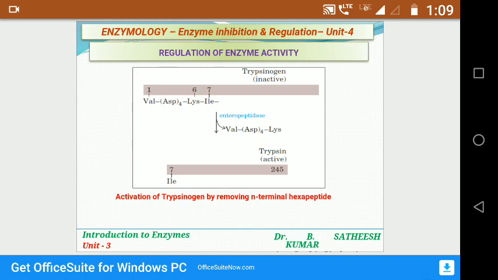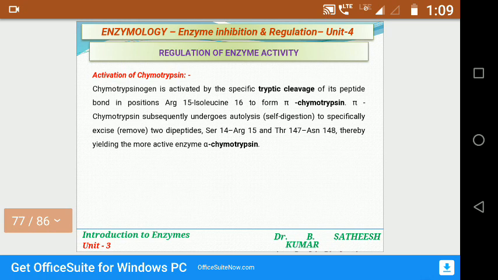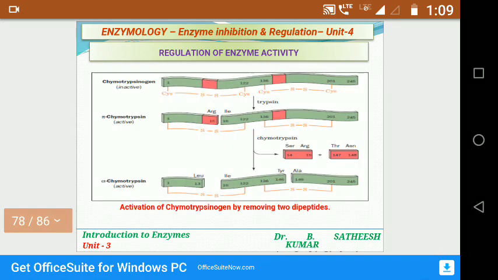This active form of trypsin is also involved in proteolytic cleavage and activation of other enzymes like chymotrypsin. Like trypsin, chymotrypsin is also a proteolytic enzyme, and it is synthesized as a precursor enzyme, chymotrypsinogen, which is activated by trypsin and chymotrypsin itself.